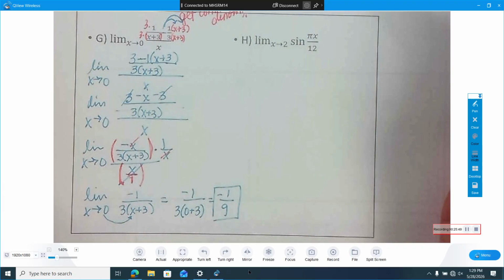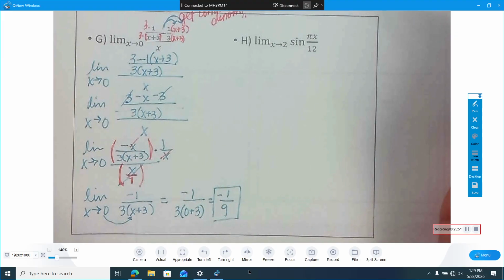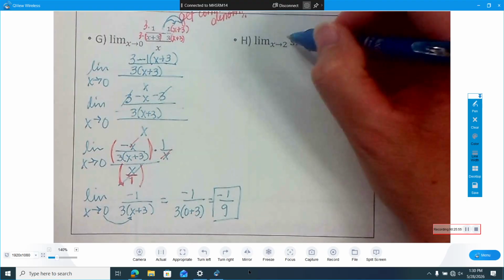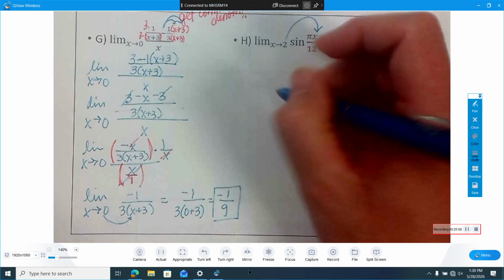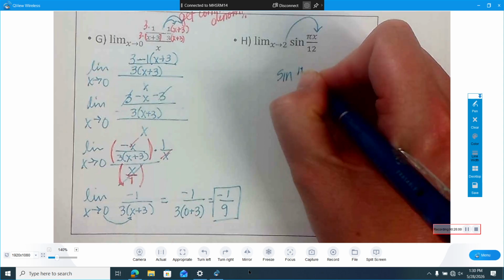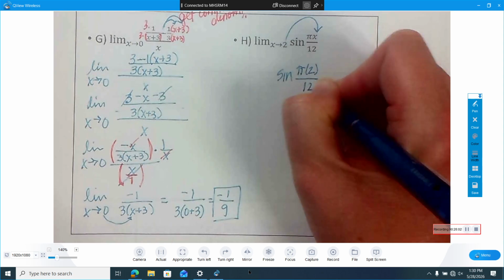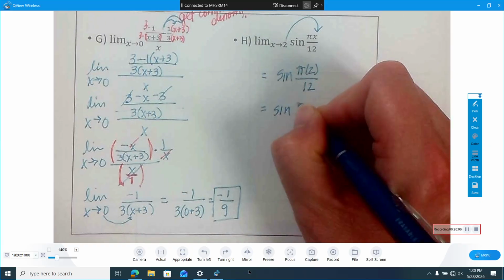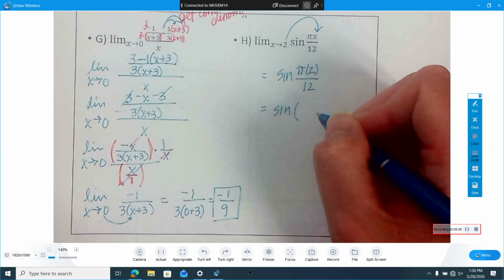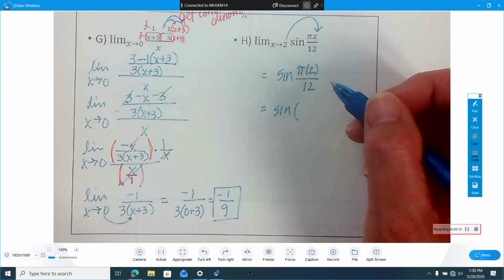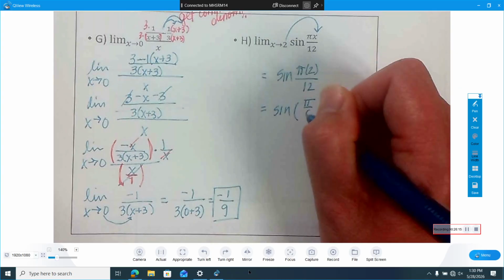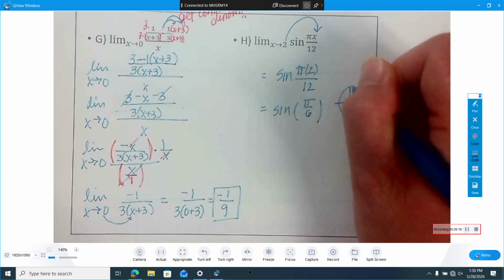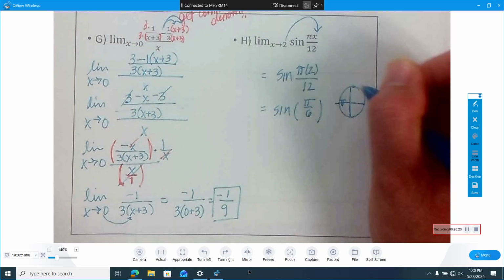What do we do on H? Can we plug in? Is there any reason we couldn't plug in? No. Okay, let's just plug it in. So sine of pi times 2 over 12, which would become sine of... 2 over 12 reduces, right? Yeah, pi over 6.